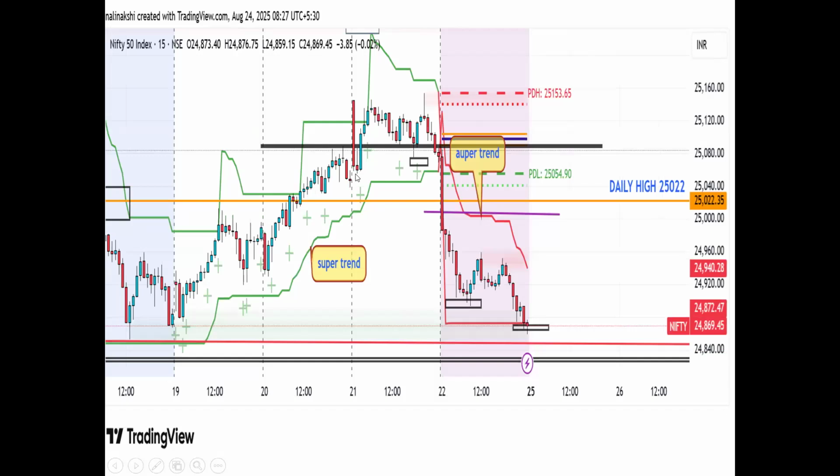Here you can see the same thing, super trend. If it is in a trending market, it is beautiful. When it starts going sideways, then only the problem arises.